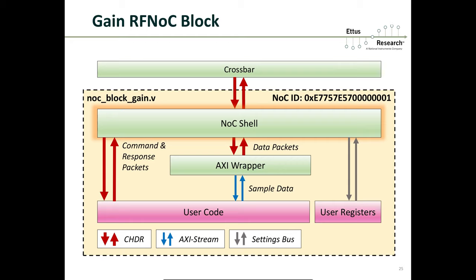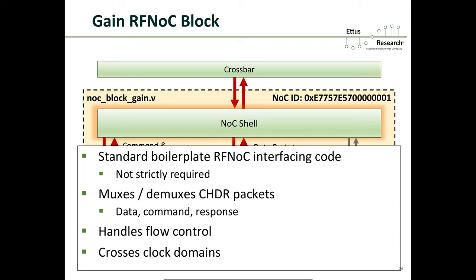So going back to our block diagram, we have this one component at the top called NoC shell. Let's go ahead and dive into NoC shell and what it's all about. NoC shell is basically boilerplate code used to interface our block's core logic with the rest of RFNoC. It takes care of muxing and demuxing those CHDR packets I brought up before.